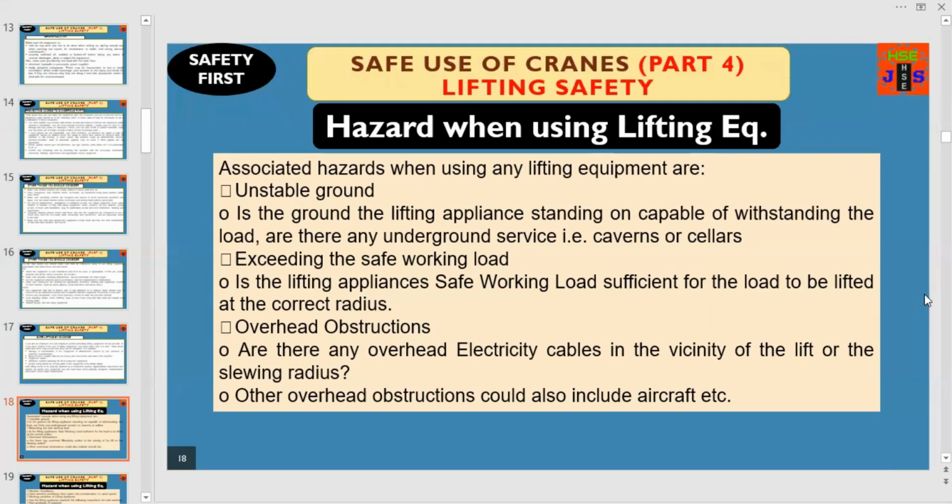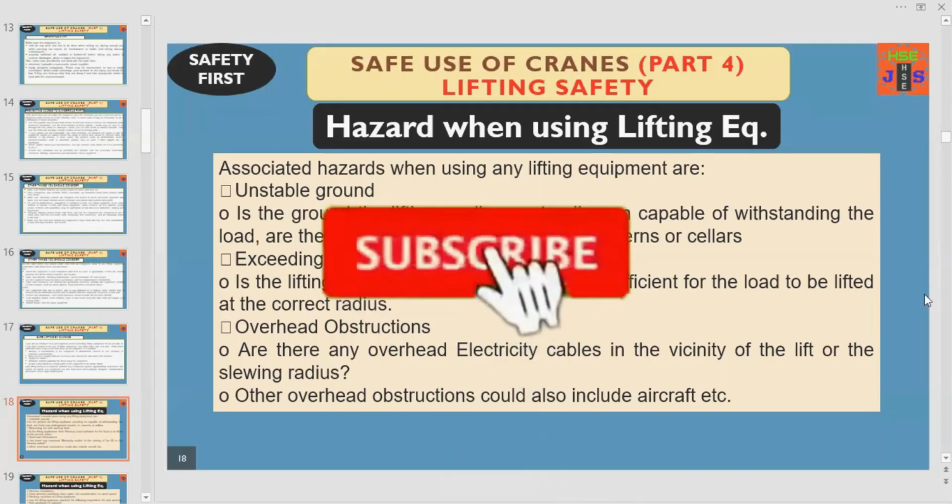Another hazard during the lifting operation might be exceeding the safe working load. Is the lifting equipment safe working load sufficient for the load to be lifted at the correct radius? There might be overhead obstructions. You have to ensure, are there any overhead electricity cables in the vicinity of the lift or the slewing radius? Other overhead obstructions could also include aircraft, etc.